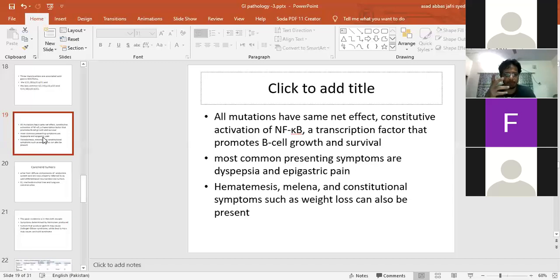You don't need to give chemotherapy. But with time, when the tumor picks up those mutations, then even if you treat the Helicobacter pylori gastritis, the patient will not respond and you will need to give chemotherapy.